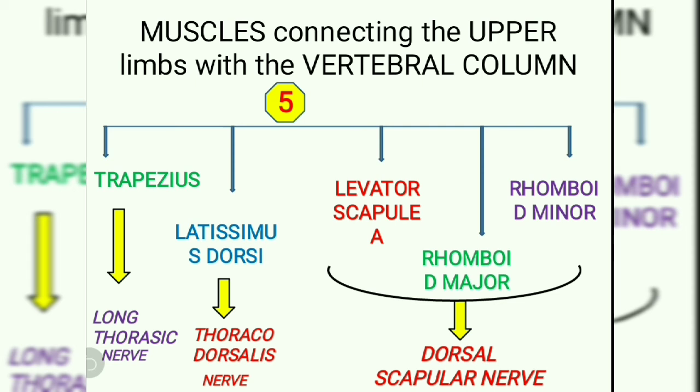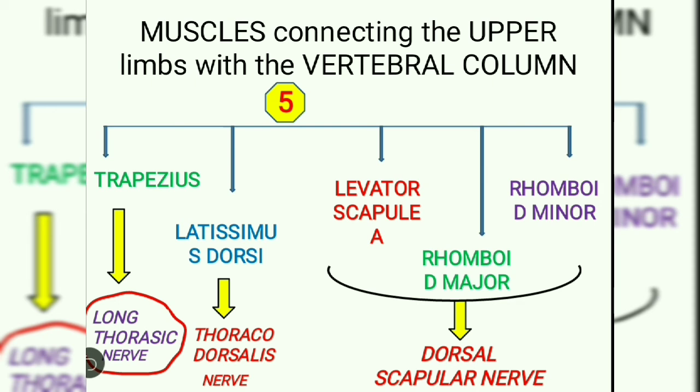Muscles connecting the upper limb with the vertebral column include 5 major muscles: trapezius, latissimus dorsi, levator scapulae, rhomboid major and rhomboid minor. The trapezius muscle is supplied by the spinal accessory nerve, the latissimus dorsi is supplied by the thoracodorsal nerve, and levator scapulae, rhomboid major and rhomboid minor, these 3 muscles, are supplied by the dorsal scapular nerve.